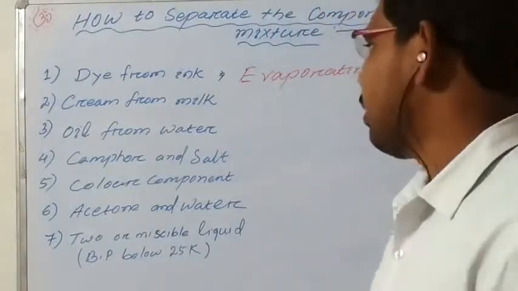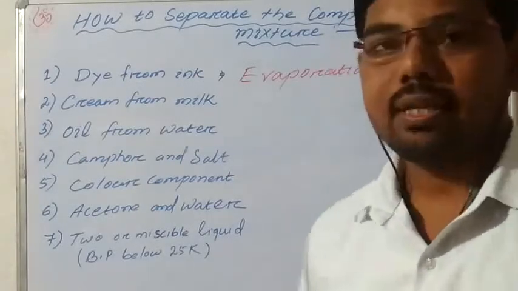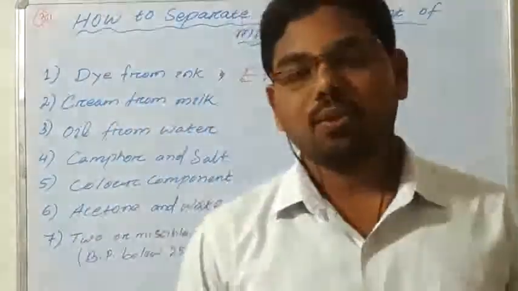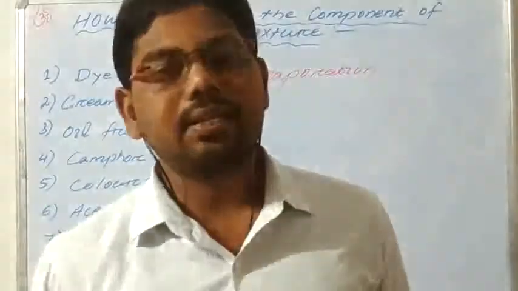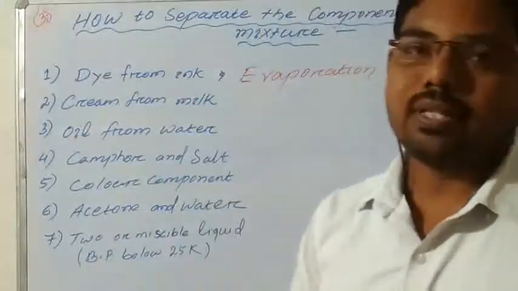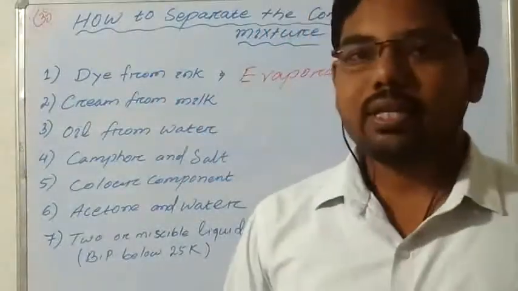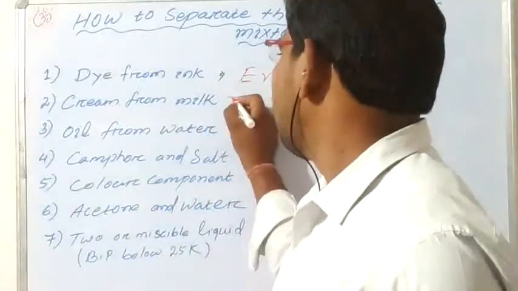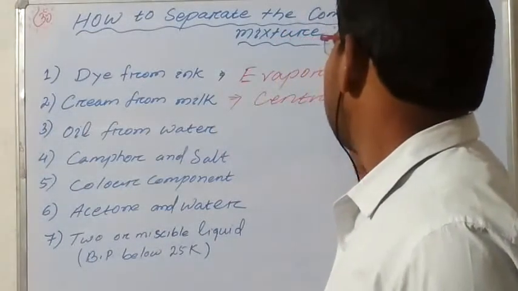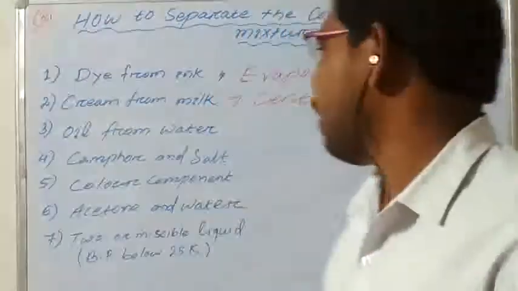The second method: how can you separate cream from milk? In milk, cream is present and cream is the lighter substance. So we rotate the milk, by the process of centrifugation. Then the lighter one, the cream, comes to the top. That's why we can easily separate it by the process of centrifugation.